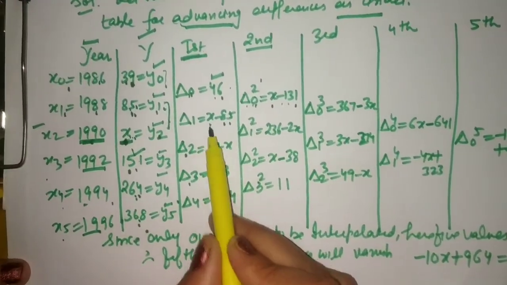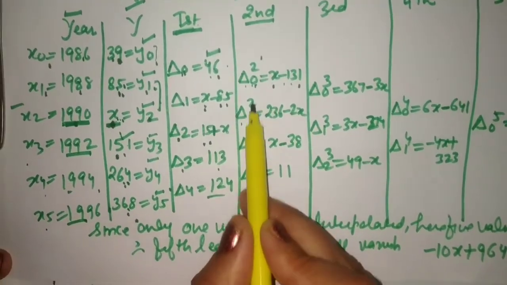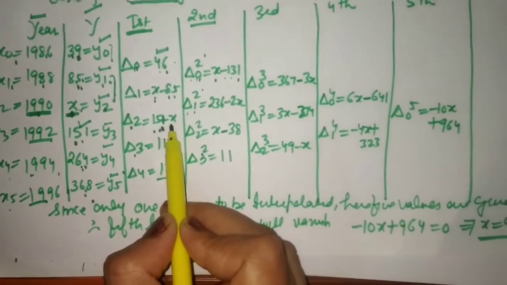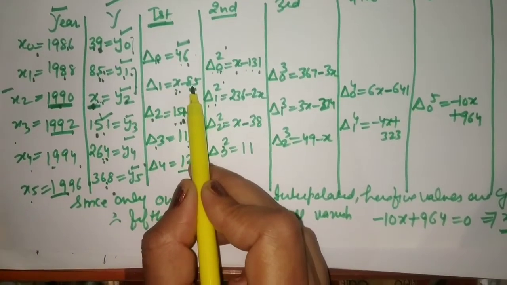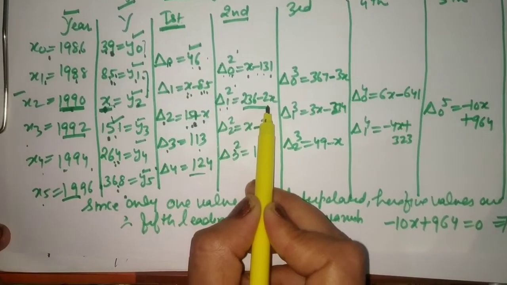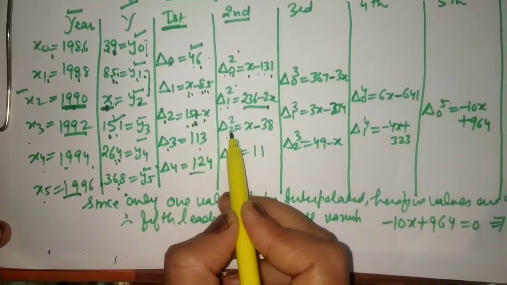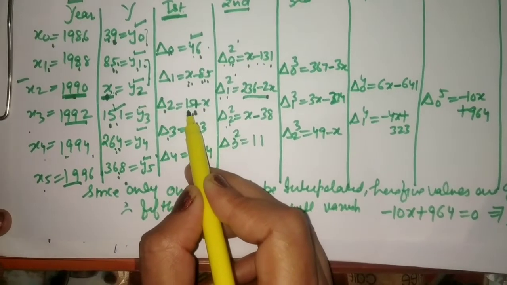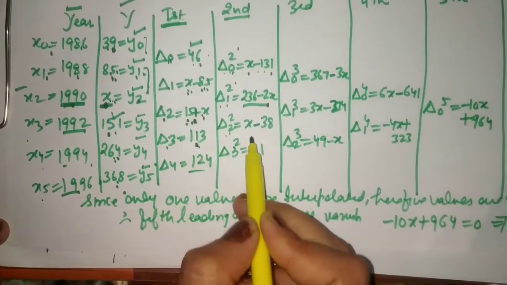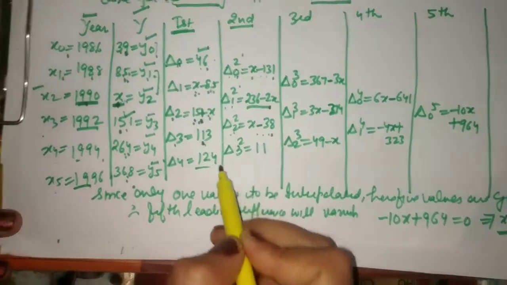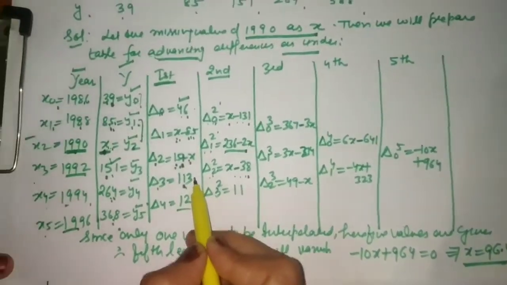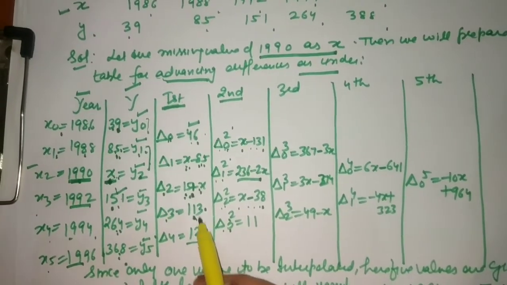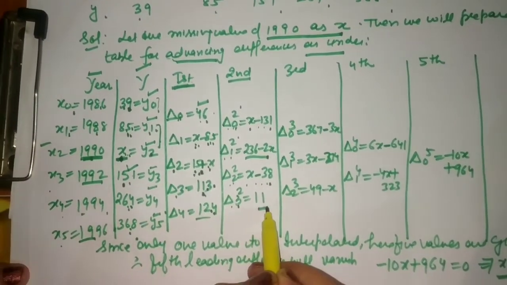Then between delta 1 and delta 2, there is delta 1 square. That means 151 minus x plus 85. I am getting 236 minus 2x. Then delta 2 square is equal to 113 minus 151 plus x. So I am getting x minus 38. The next, between delta 3 and delta 4, I am taking delta 3 square. That means 124 minus 113, that is 11.